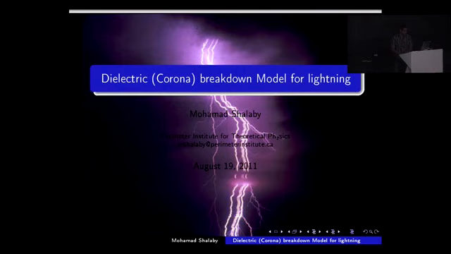So, what I'm going to talk about today is the dielectric breakdown model for lightning.